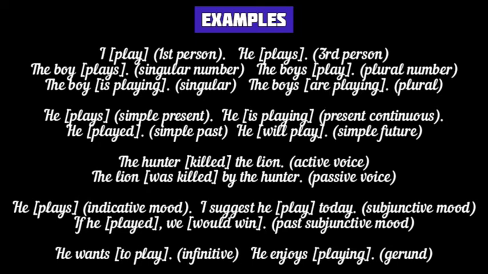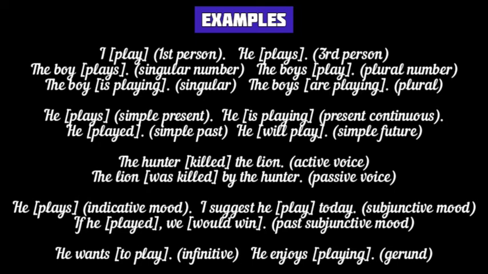In this example, the four conjugations of the verb play show the four different tenses of the verb. The verb play conjugates as plays in simple present tense. It conjugates as is playing in present continuous tense. It conjugates as played in simple past tense and as will play in simple future tense. This is just an example to show how a verb has different conjugations to show its different tenses.